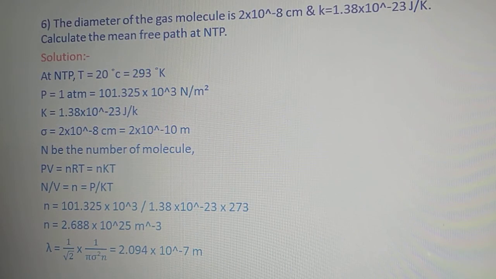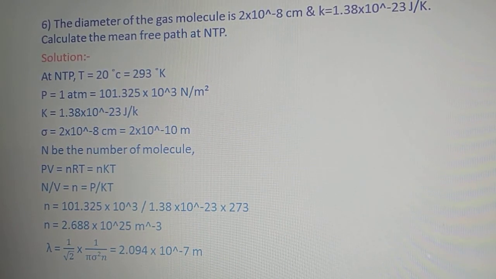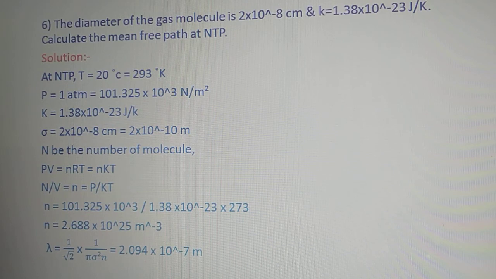And if the n is known, then we can calculate the mean free path, right? And mean free path is the quantity we are asked to calculate. So lambda equals 1 upon root 2 into 1 upon pi sigma square n, and if you put all these values into the formula, we'll get mean free path for the given gas molecule equal to 2.094 into 10 to the power minus 7 meters. So these are some problems based on the transport phenomena. Hope you understood all these problems. Thank you.